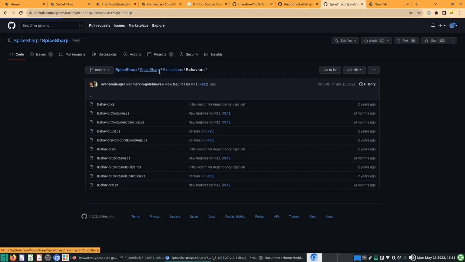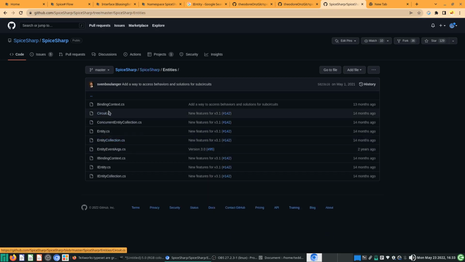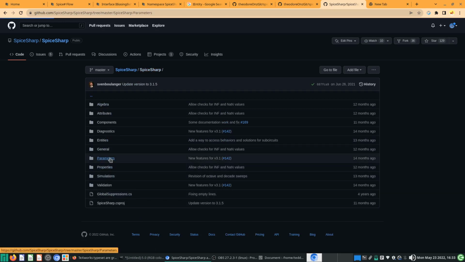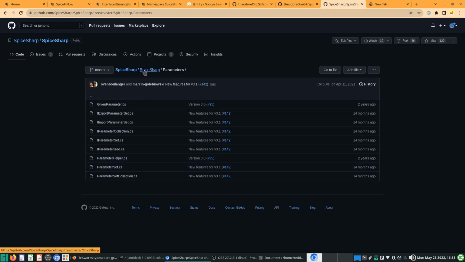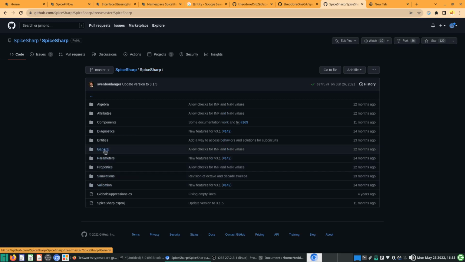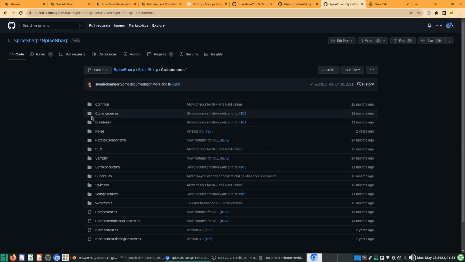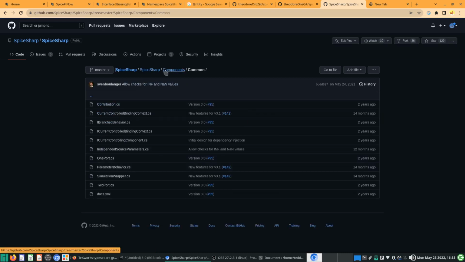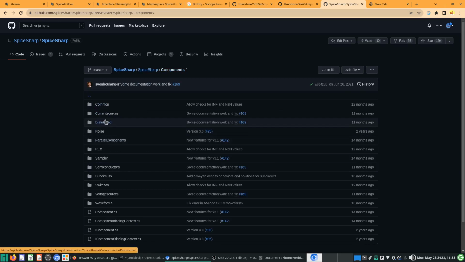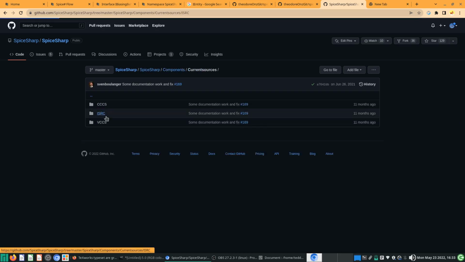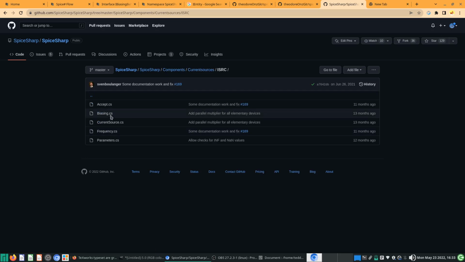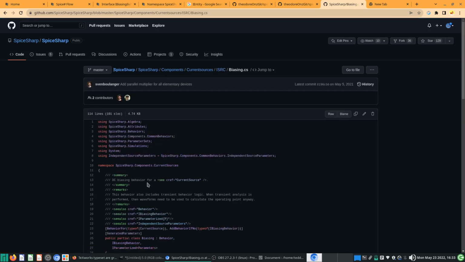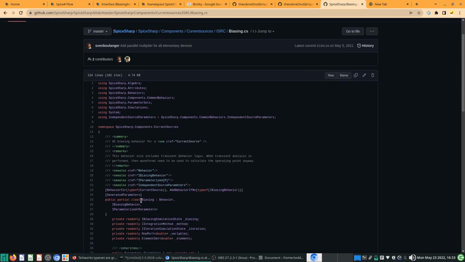The biasing behavior, I believe they are found under entities. Okay, they're not. Components, I think. Parameters or components. Let's see. Components, yes. Components each will have a biasing behavior. So look at common. Oh, this is branch behavior. Current sources. Now this is where the biasing behavior is implemented.